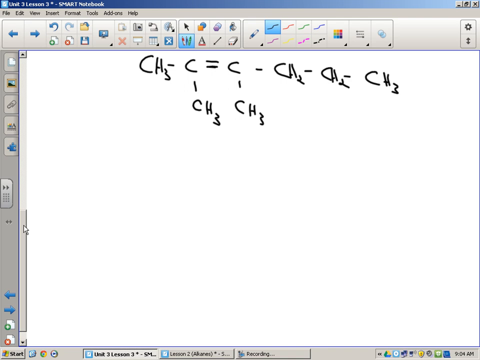But if you got pentene, you're going to have to make sure that there's a number with that because I need to know where that double bond is going to go. So it's going to be pent-1-ene, pent-2-ene, pent-3-ene, for example. You have to make sure you tell me where that double bond is. This one doesn't have a number. So in that case, we better take a look at what this looks like.